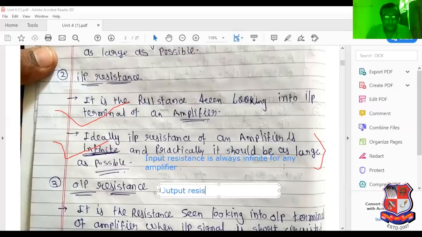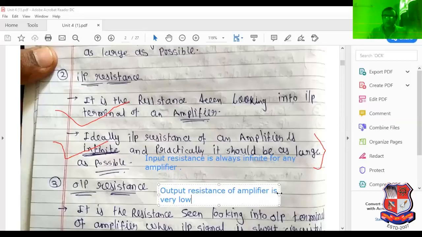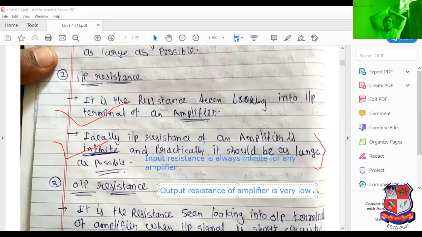Output resistance of amplifier is very low. So why is it low? Any type of particular amplifier is always connected with a loudspeaker.